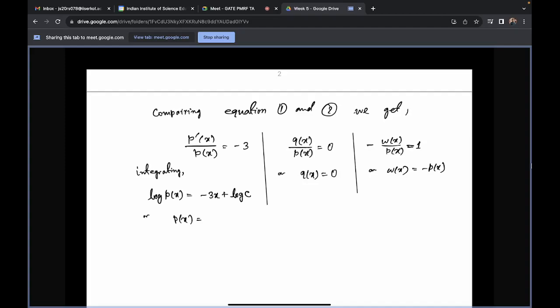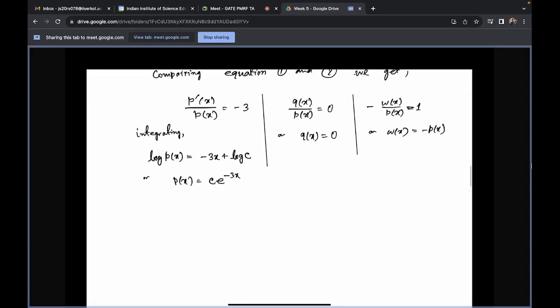You will get p(x) to be c e to the power minus 3x, right? So therefore from this one you can say that w(x) will be, because w is minus p(x), so therefore w(x) is minus p(x), which is minus c times e to the power minus 3x, right? So we have c is some real number.